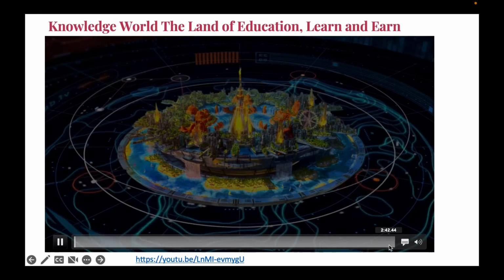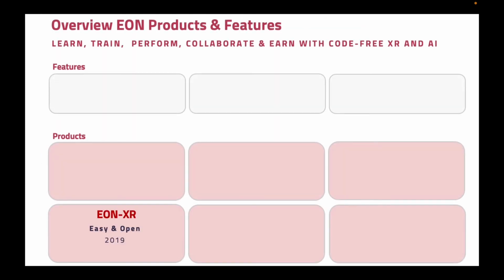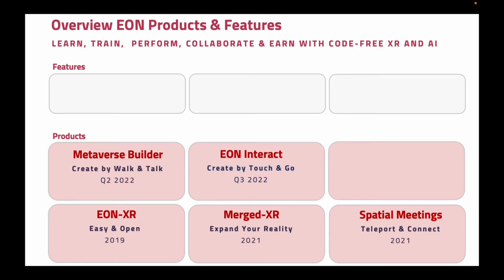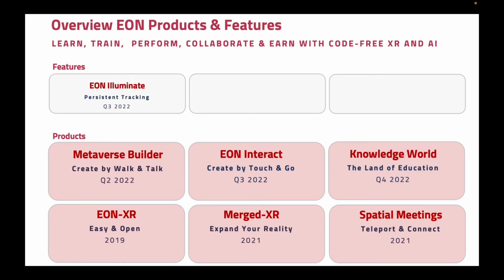So that's the possibility. In summary, you have EON XR that made it easy and open to create XR experiences back in 2019. Merge XR to expand your reality to digital twins. Spatial meetings that allow you to teleport and connect anytime, anywhere. The Metaverse Builder that allows you simply to walk and talk and build the world. EON Interact, that by touching and going, you create very rich interactions. The Knowledge World, which is the land of education.